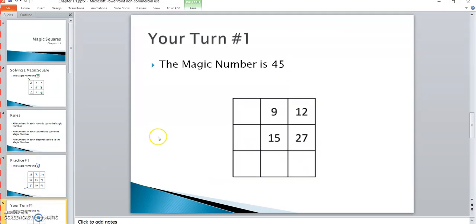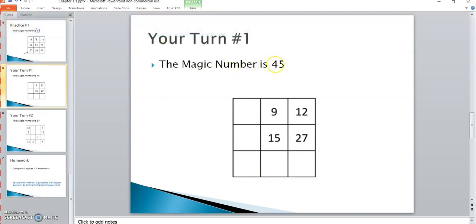Alright, so this one is your turn. What I would like you to do now is pause the video and solve this magic square by yourself. The magic number is 45, and if you'd like a hint, you could start off with this square using these two numbers, the 9 and the 12. Okay, so go ahead and do that.